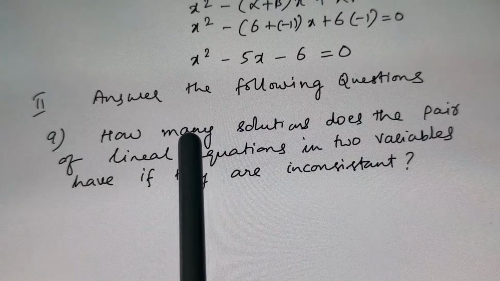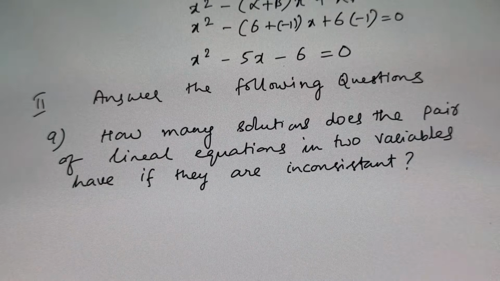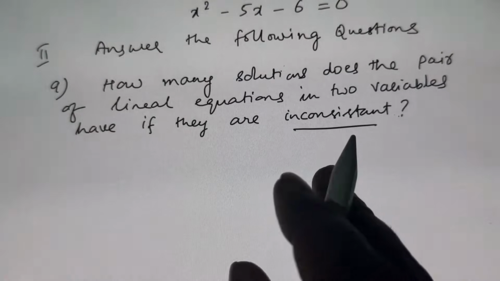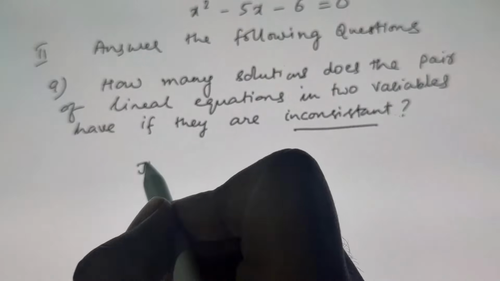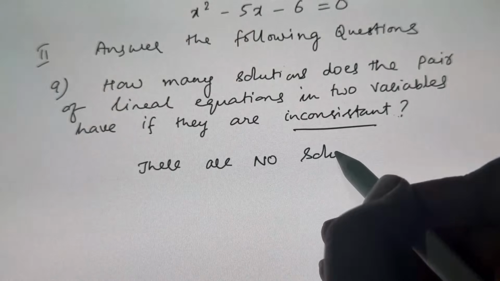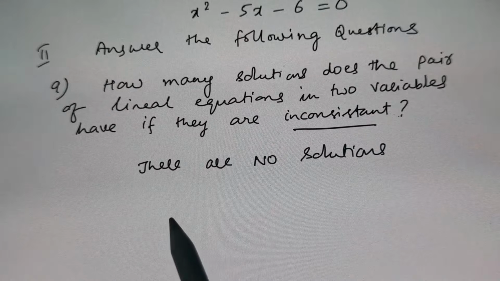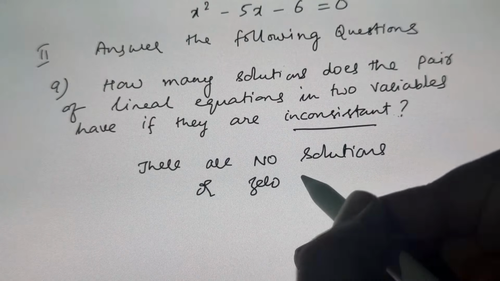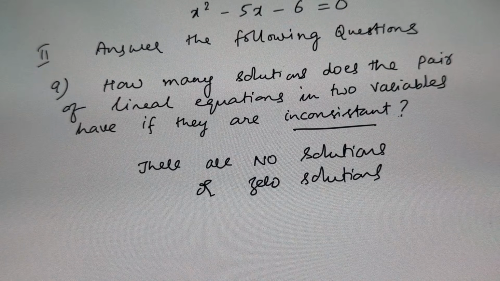So here we can see how many solutions does the pair of linear equations in two variables have if they are inconsistent. Here the term inconsistent is very much required. Inconsistent means there are no solutions. So therefore there are no solutions, or you can write zero solutions.